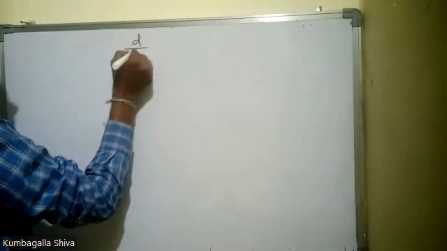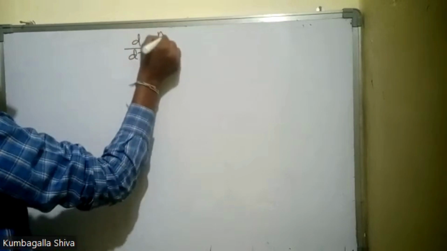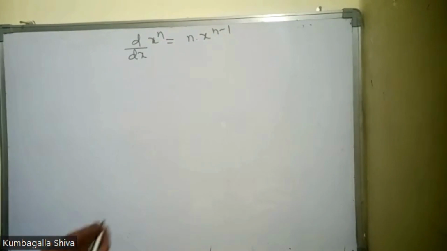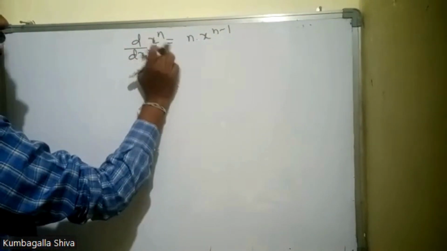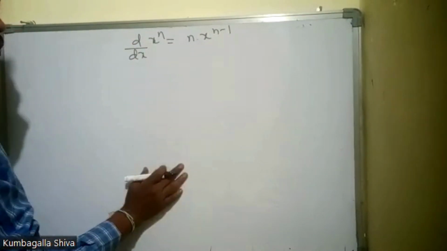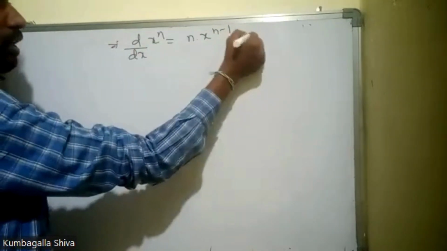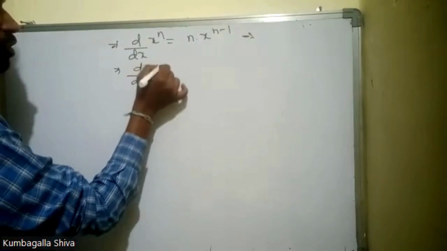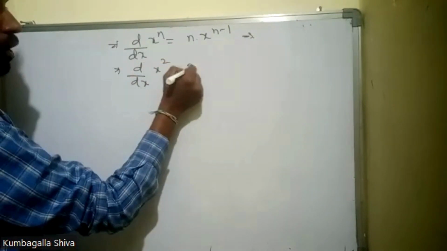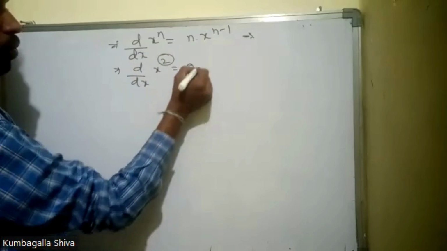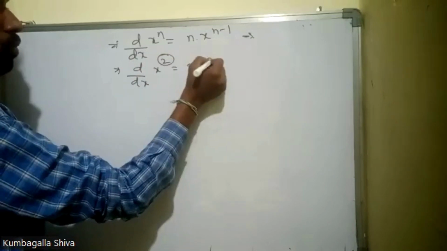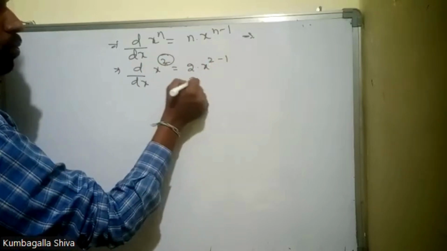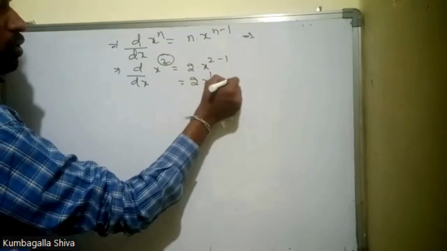d by dx of x power n is n into x power n minus 1. What is the general formula? d by dx of x power n is equal to n into x power n minus 1. So this is the pattern we generally follow. Suppose d by dx of x square. What is the formula? 2 into x power, what is the n here? 2. 2 minus 1. What do you get? 2 into x power 2 minus 1 is 1. So you are getting 2x.